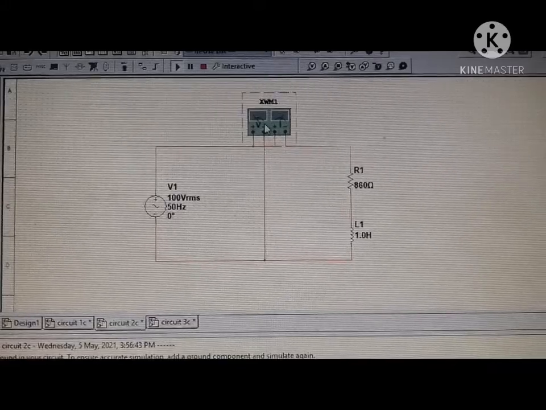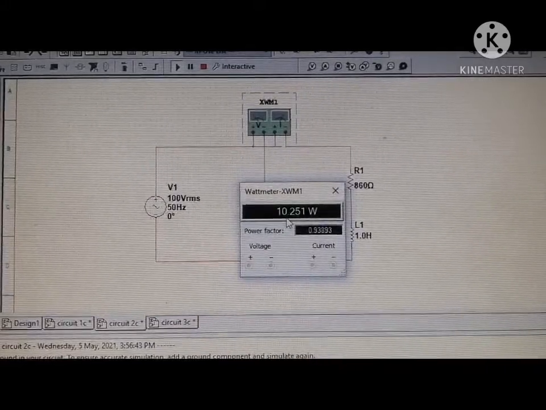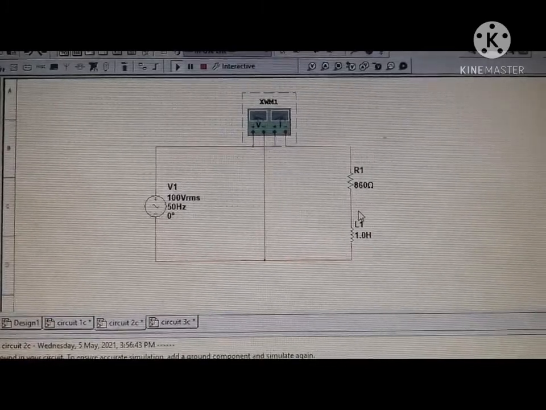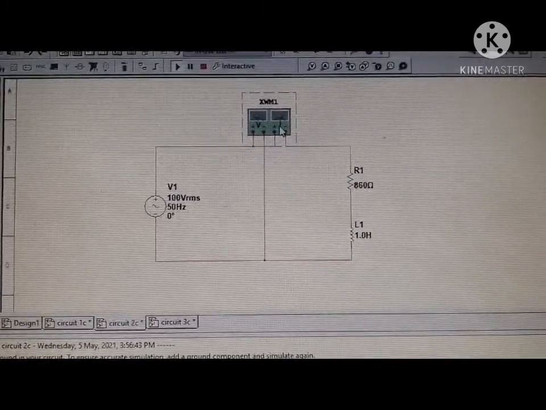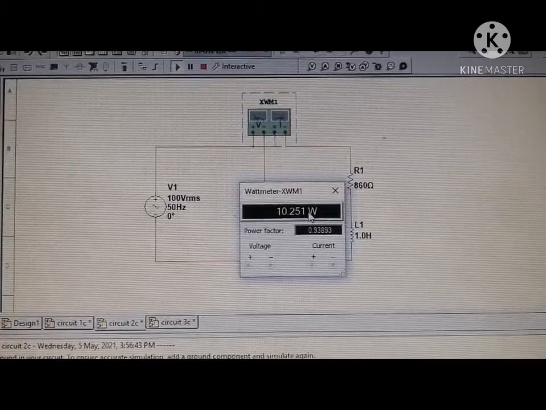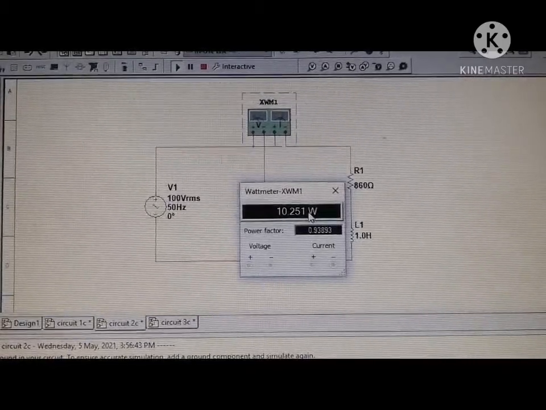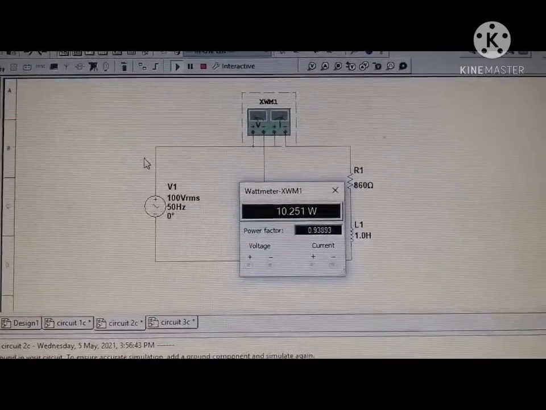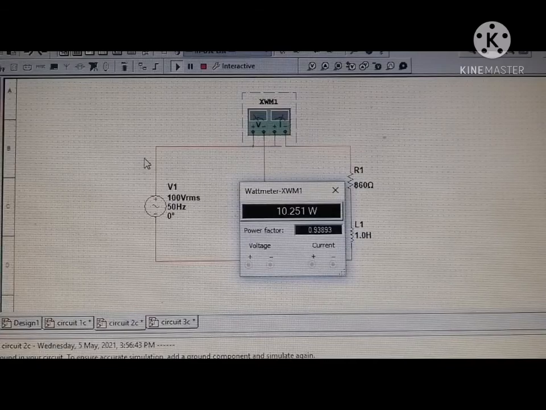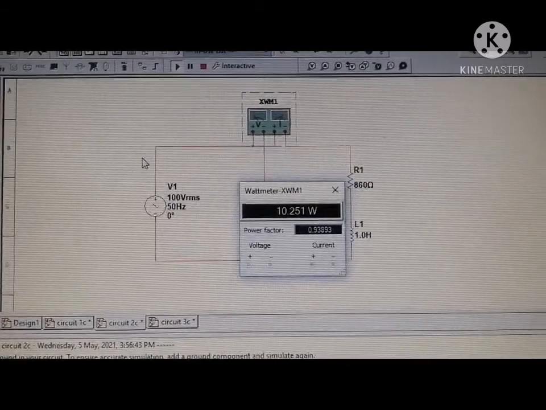Run the simulation, and then you will get the answer, 10.251 watt. Alright, so the value that you will get in this voltmeter is in watt. So how to measure the value in VAR? You need to multiply the watt by tan theta, and then you will get the value of VAR. Okay, done for activity 2.